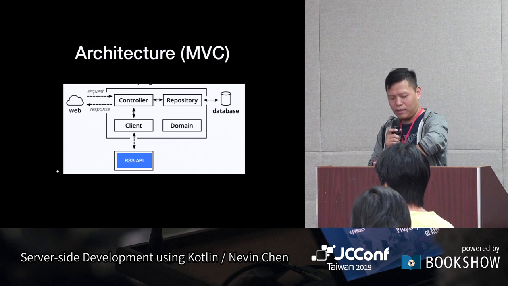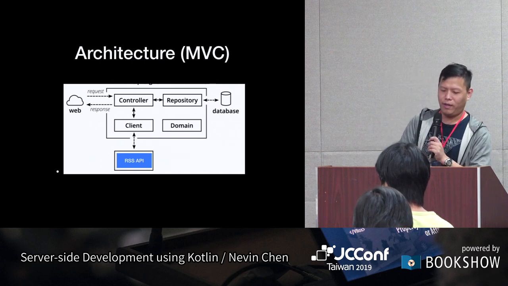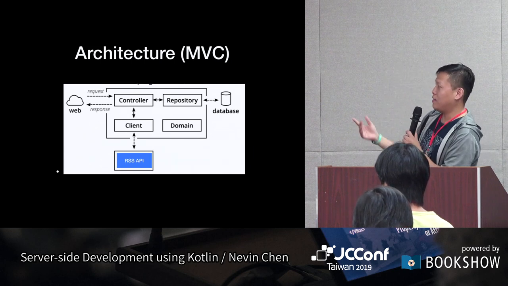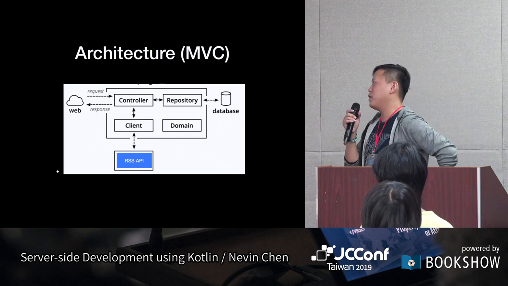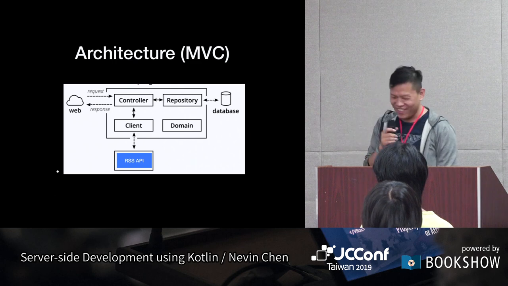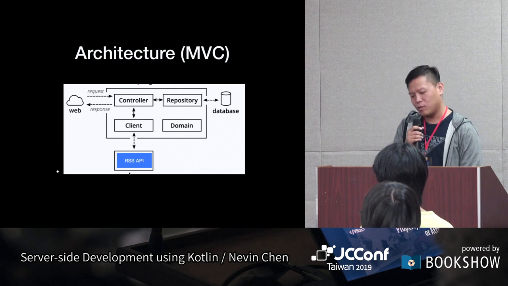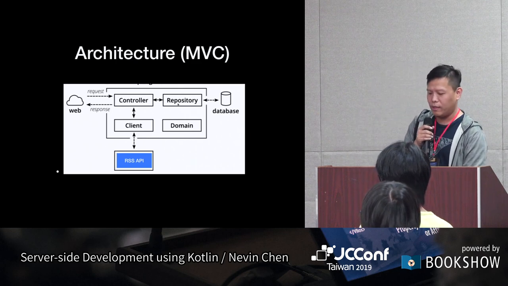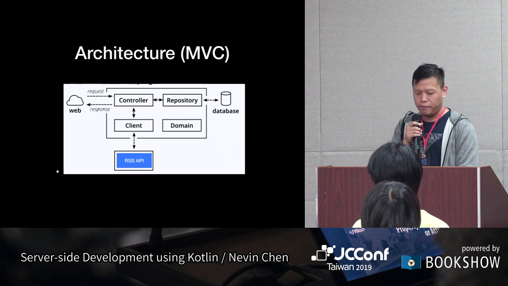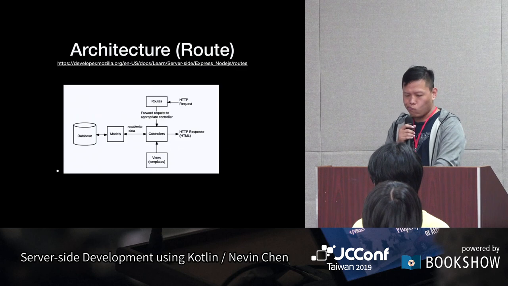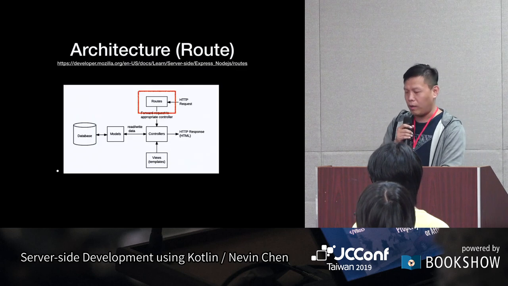We only passed like 20 minutes, and we've already gone through half of our talk. So this is the architecture that I want to talk about. This is copied from Spring. Spring has a controller, a client that makes outbound HTTP requests, and a repository, and has a domain, which in Android we call use case, similar stuff. In Ktor, it has something called routes.